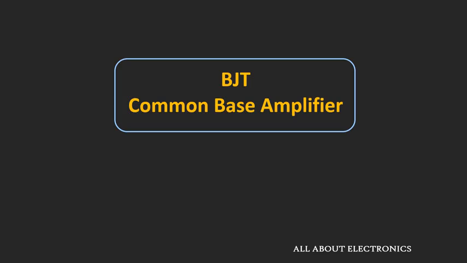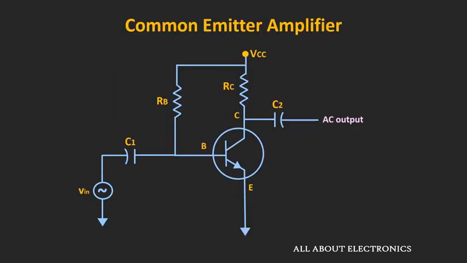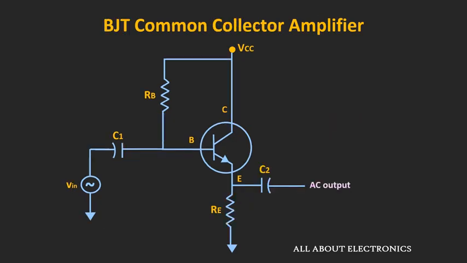So in this video, we will learn about the common base amplifier. If you have followed the last couple of videos on the BJT, then we have discussed the common emitter and the common collector amplifier. Similarly, now let us talk about the common base amplifier and find out the different amplifier characteristics like the voltage gain, the input and the output impedance.